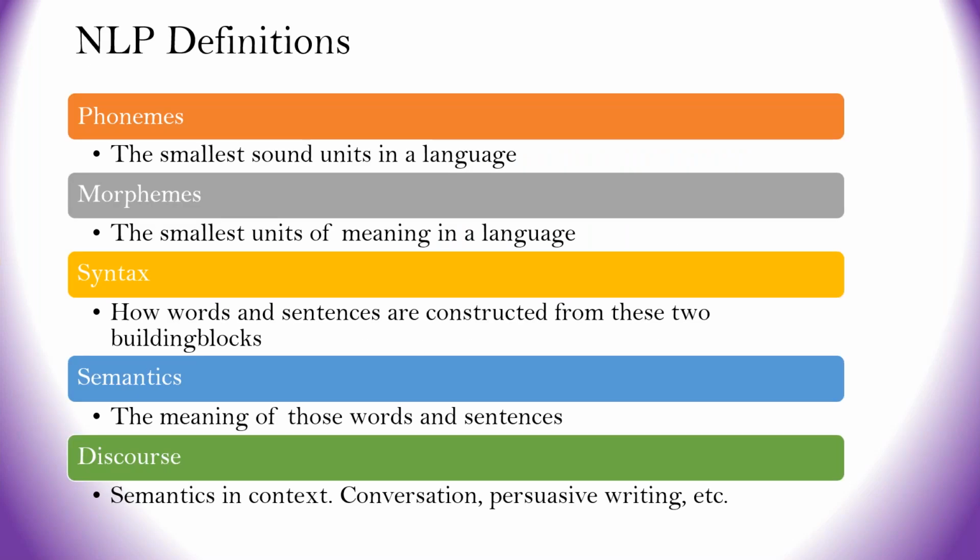NLP consists of five main components: phonemes, morphemes, syntax, semantics, and discourse. A phoneme is the smallest sound unit in a language, describing how we pronounce or write it. A morpheme is the smallest unit of meaning in a language. For example, a word in a sentence may carry one meaning in one paragraph and something else in another paragraph. That way the morpheme changes.